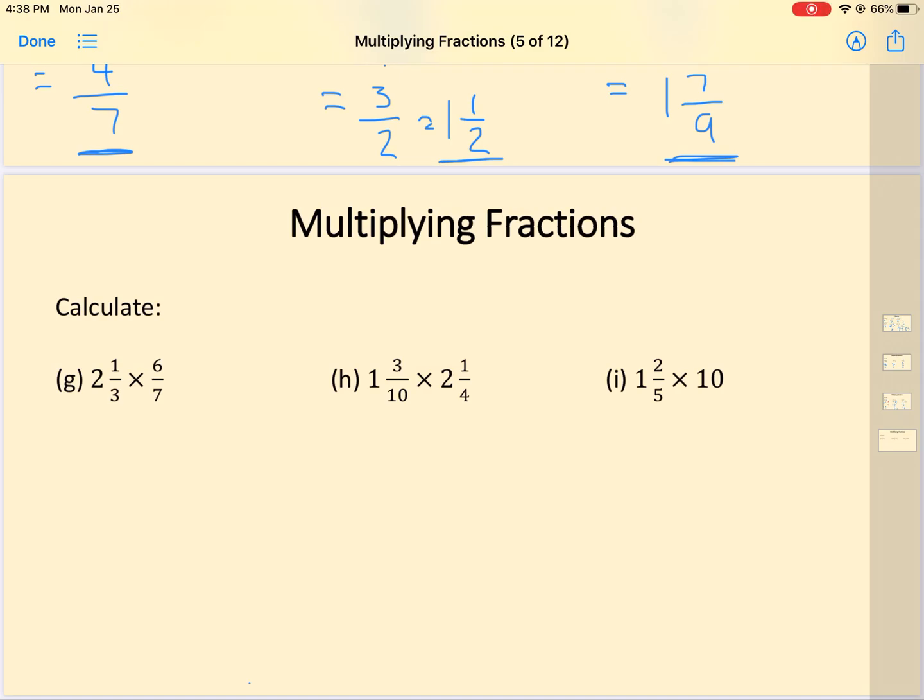Hey, this is the purple lesson on multiplying fractions. So purples, you will be seeing some questions like this during today's lesson.